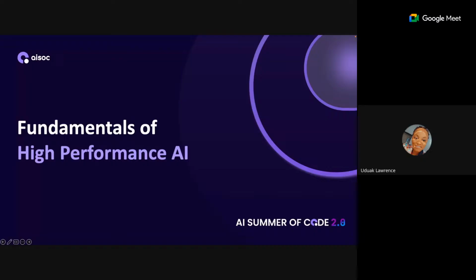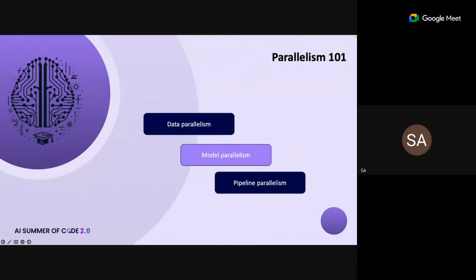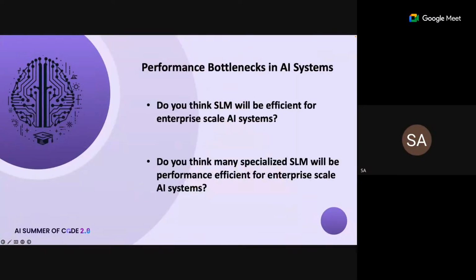Yeah, the question you asked, if small models will be efficient for large enterprise AI. Yes. Let's start with that first, and then that will provide the answer that will now lead to my second question. To your second question. Yes. Okay, so let's go back to the question.